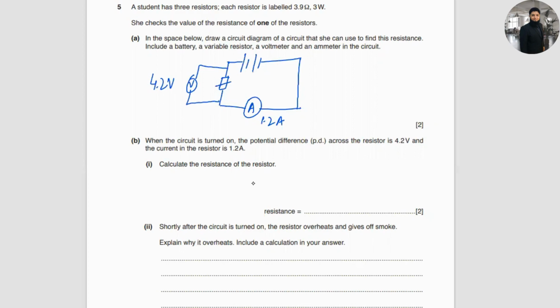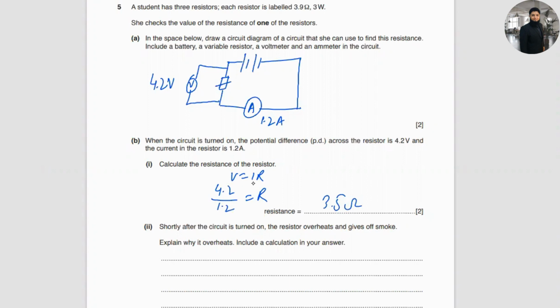When the circuit is turned on, the potential difference across the resistor is 4.2 and the current in the resistor is 1.2. Calculate the resistance by using a very famous formula. V is equal to IR. V is equal to what? 4.2, and current is 1.2 is equal to R. So the resistance is 3.5 ohms.